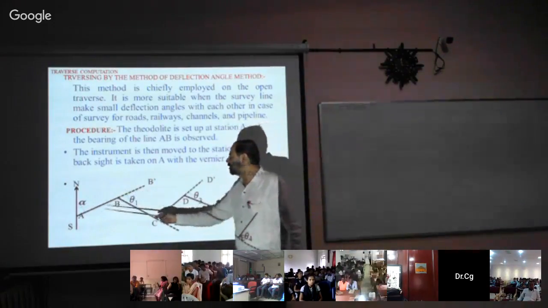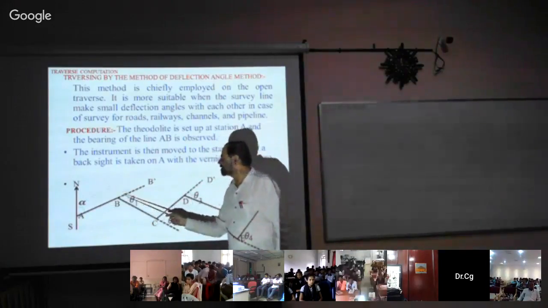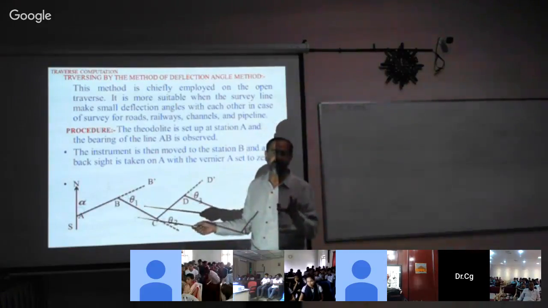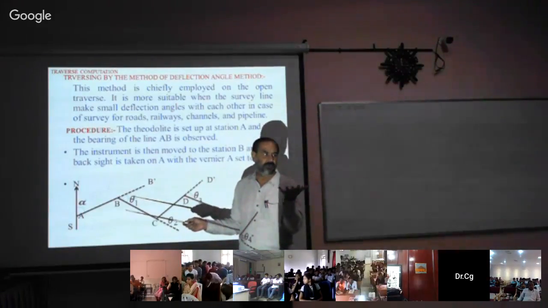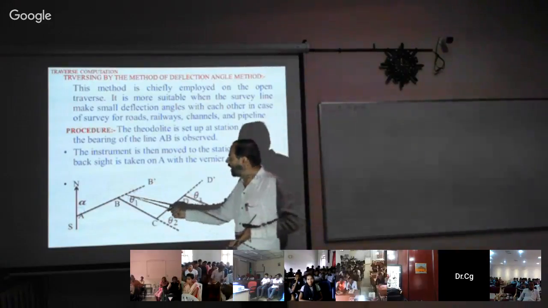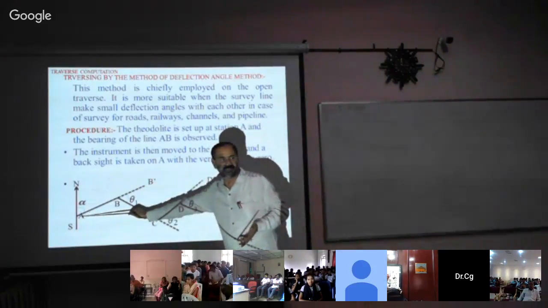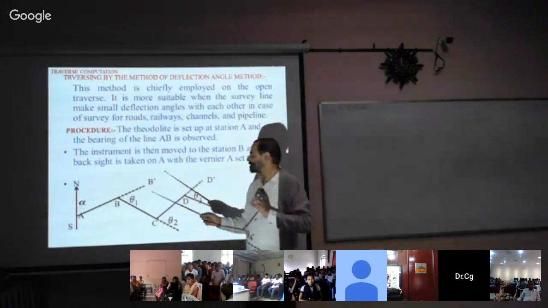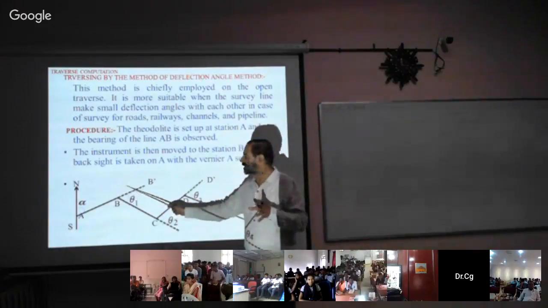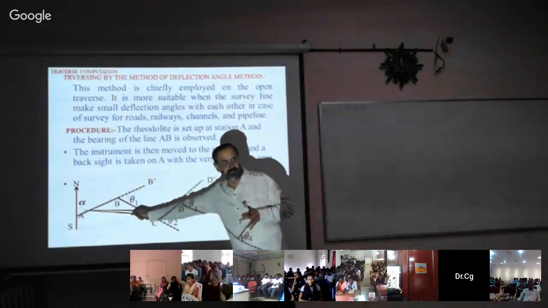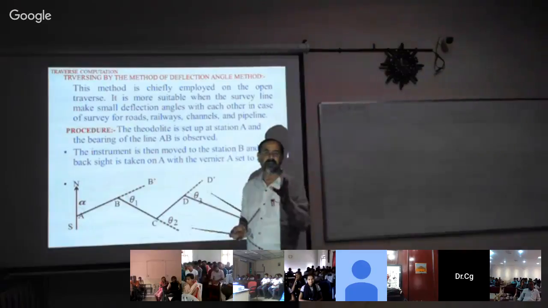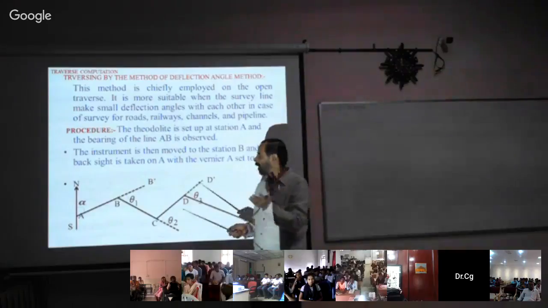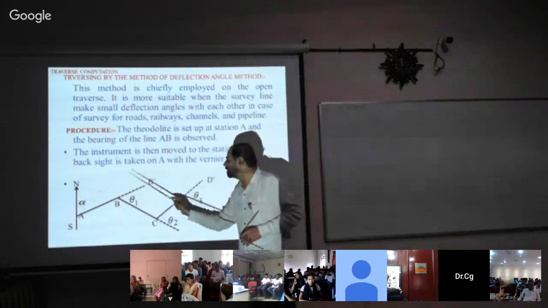Next, shift the instrument to station B and install it, perform all temporary adjustments, and make the horizontal circle read 0 and 180 degrees, with the backsight on station A. Then, with all temporary setup done, transit the theodolite.